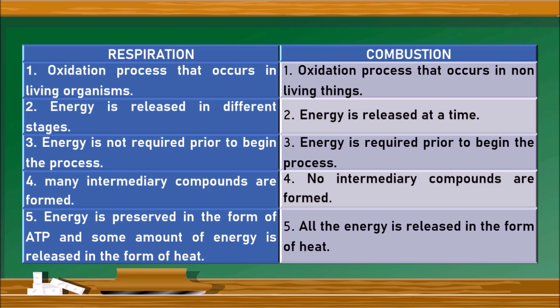In respiration, energy is released in different stages like glycolysis and the Krebs cycle. So the energy is released in slots, but in combustion the energy is released at a time. In respiration, energy is not required prior to the process, whereas in combustion, energy is required to begin the process. In respiration, many intermediary compounds are formed, whereas in combustion, no intermediary compounds are formed. In respiration, energy is preserved in the form of ATP and some amount of energy is released in the form of heat, whereas all the energy is released in the form of heat in combustion.